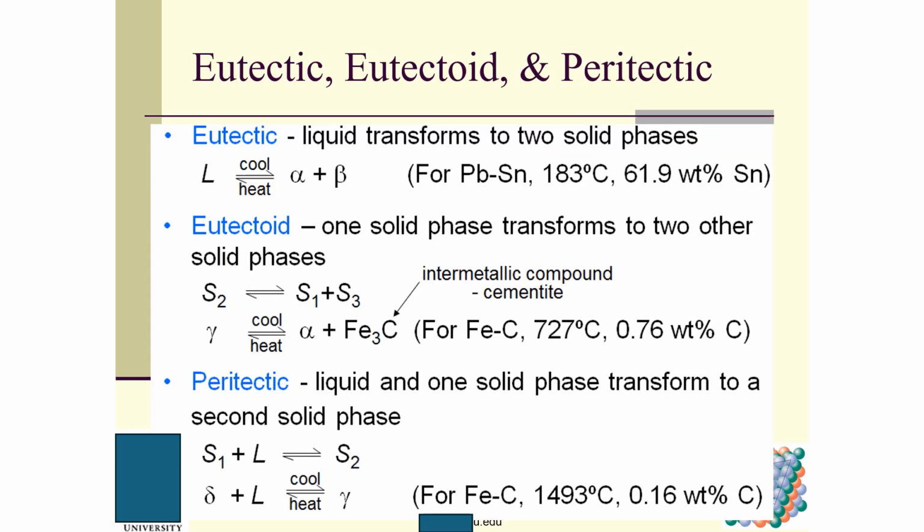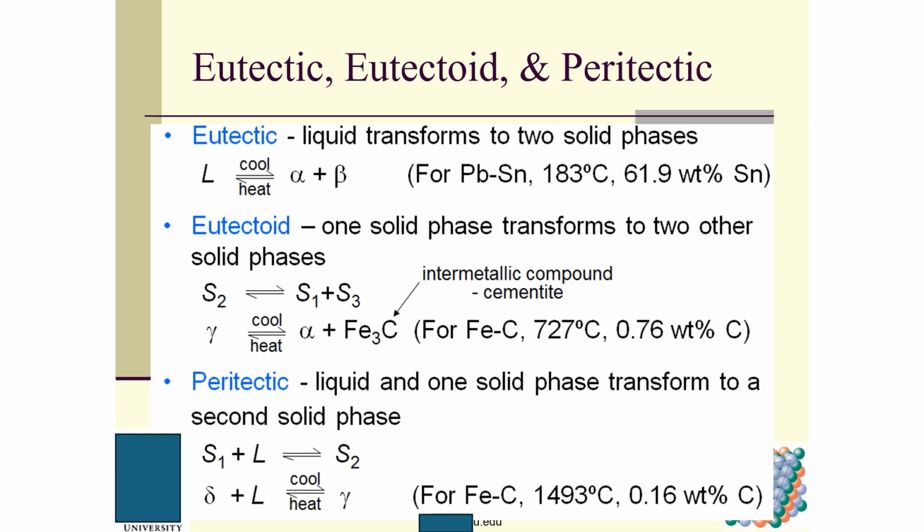And then we talk about eutectic, eutectoid, and peritectic. Eutectic reaction: we know that it is from a liquid, and we cool it, we have two solids, alpha plus beta. Then if we heat alpha and beta, we can get liquid. So this is called eutectic. And for this lead and tin phase diagram, we know the eutectic temperature equals 183 degrees C, and also the tin composition is 61.9 weight percent.